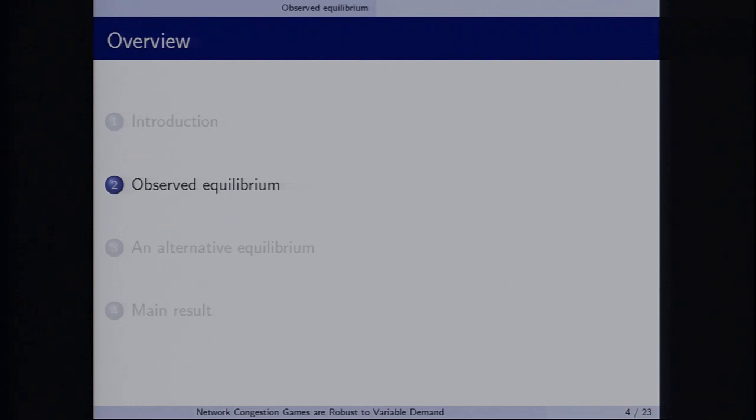So a quick outline of this talk. First, I'll introduce our model, and I'll introduce the equilibrium concept that we're going to use. I will try to clarify this by means of an example. Then we look at this alternative equilibrium notion that was used in this paper by Wang, Doan, and Chen, and see why the price of anarchy might go up to infinity as demand variability increases. And then we step back to the observed equilibrium, and we'll look at the main result for this equilibrium concept.